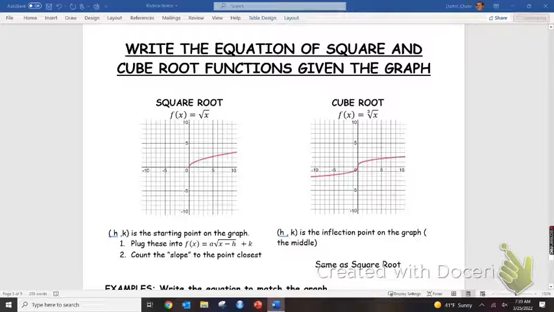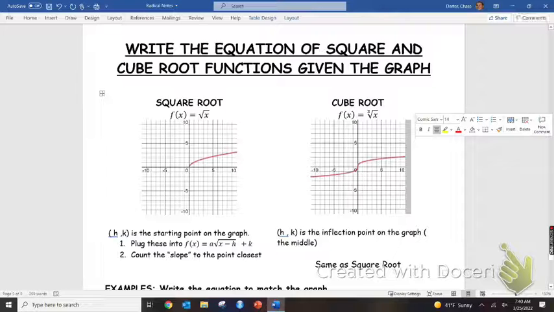But then cube root: h, k is not the starting point because this graph doesn't have a starting point. It's infinity. But h, k is the inflection point, is its fancy name, but that's the middle point where it kind of looks to turn around. Where the graph kind of flips over, basically, is the inflection point. Okay, so let's do some examples. We're going to do 3 examples.